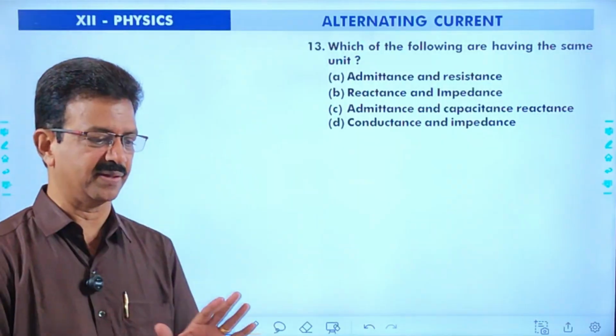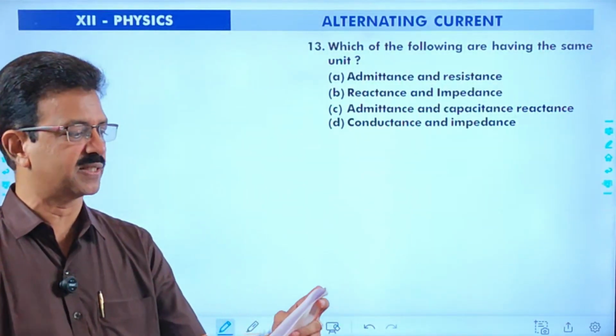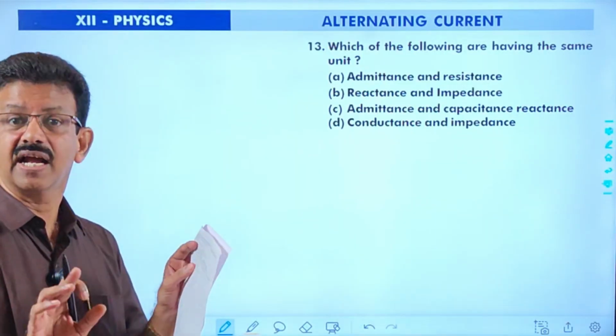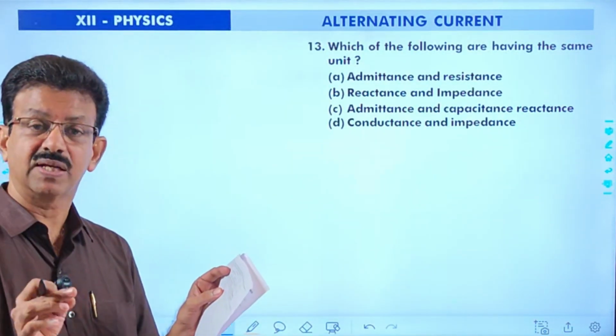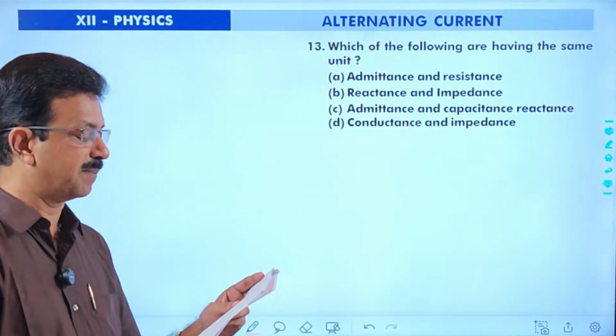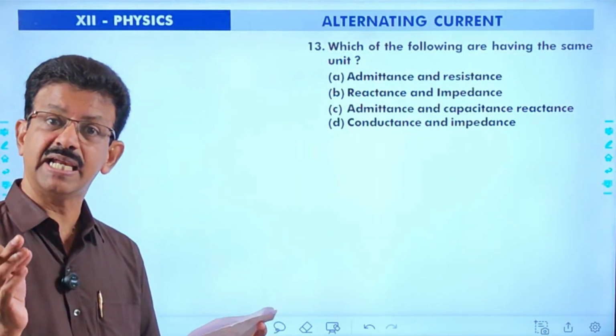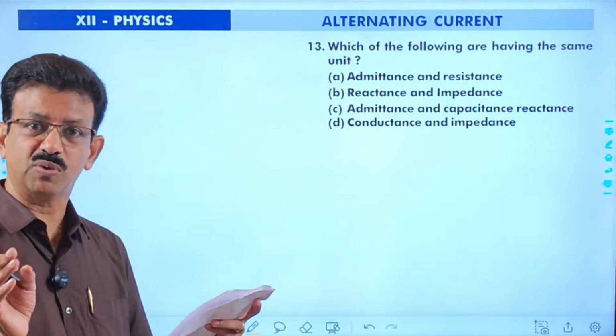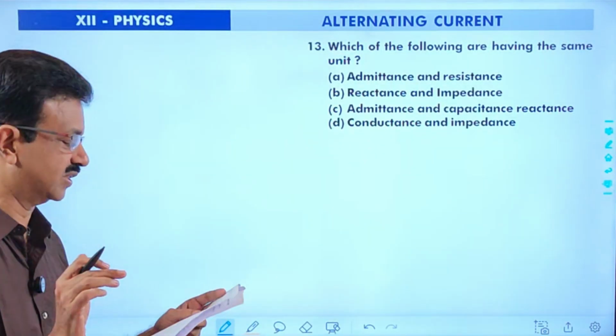First, you know all these terms. Now, let's go through the choices. First choice is admittance and resistance. Admittance is 1 by impedance. Ohm raised to minus 1 will be its unit. Then it is wrong. Then choice B, reactance and impedance. Reactance has the unit ohm. Impedance also will have the unit ohm. Therefore, it is the correct choice.